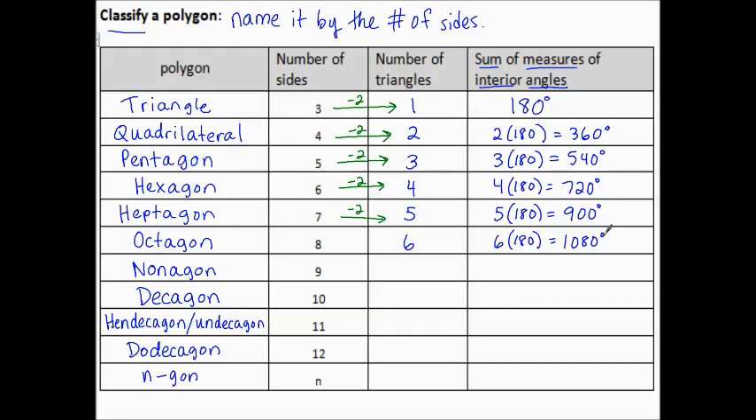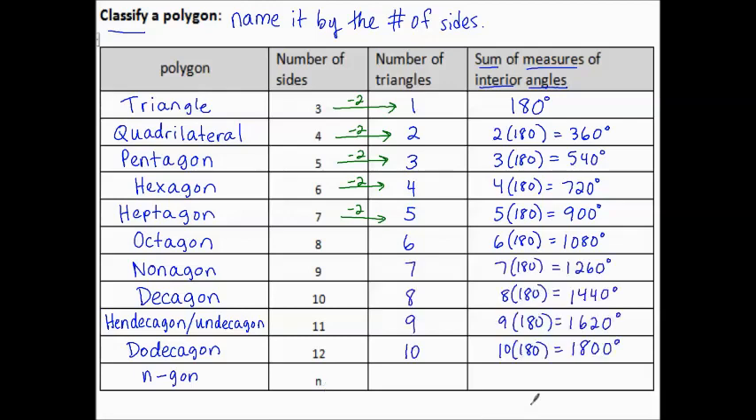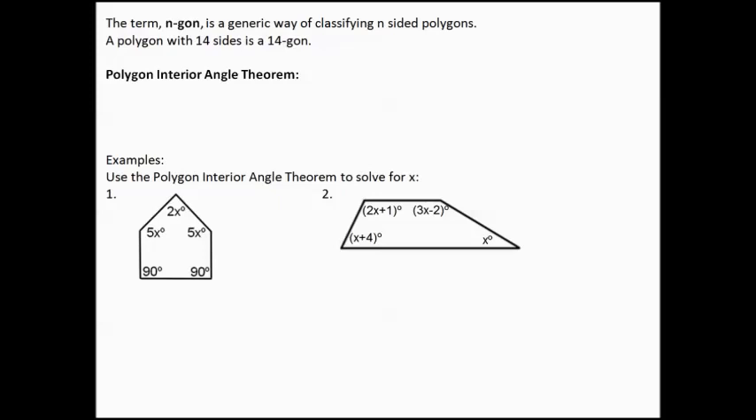If we get down to n sides, can you think of a rule for that? Why don't you pause the video, fill in the rest of the table, and see if you can think of a rule for n sides. Did you come up with a rule? Number of sides. To get to the number of triangles, we take that number, we subtract 2. Therefore, we take that number, we subtract 2, and then we multiply it by 180 degrees because that's how many triangles we have. So now we get to our rule of the polygon interior angle theorem.